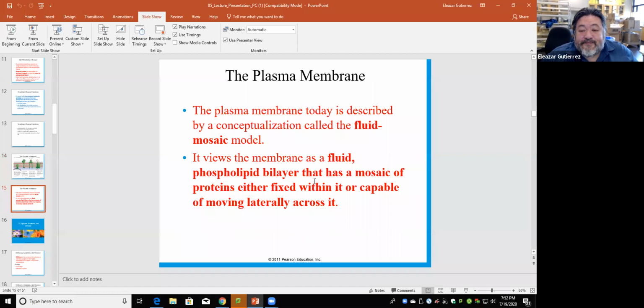So, the fluid mosaic model. It views a membrane as a fluid phospholipid bilayer that has a mosaic of proteins either fixed within it because they're structural or capable of moving laterally across it because they're doing everything else.